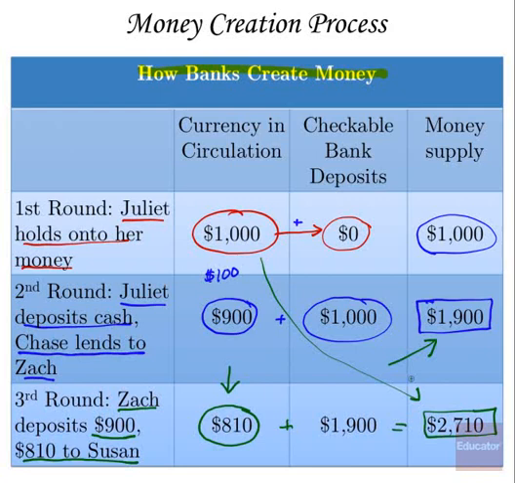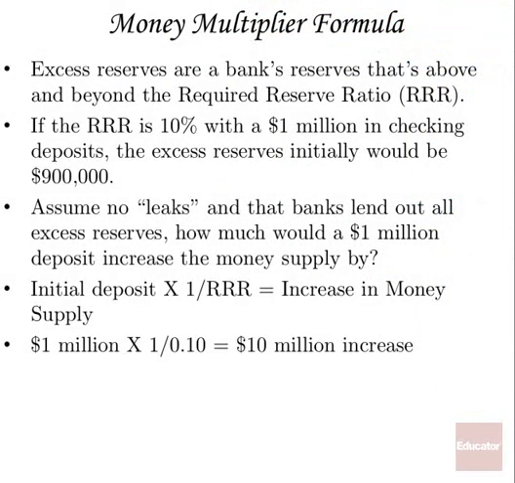So banks aren't physically going up in a helicopter and throwing money into the population, but it's this idea of lending out more and more money, and people redepositing money, and more money being created. This is what the money multiplier process is all about. So, the money multiplier formula.